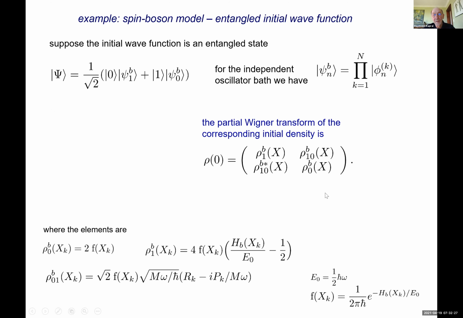The expression you can see involves a density associated with state 1 and the ground state and off diagonal terms, and the expressions for these densities are given at the bottom of the slide.